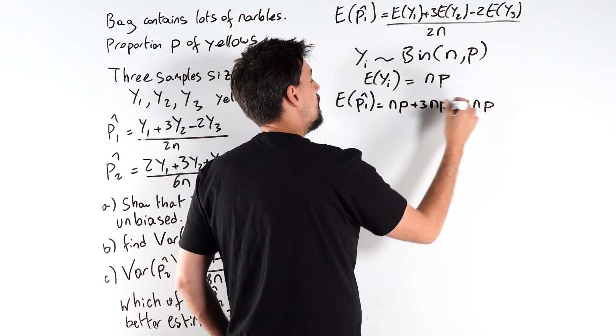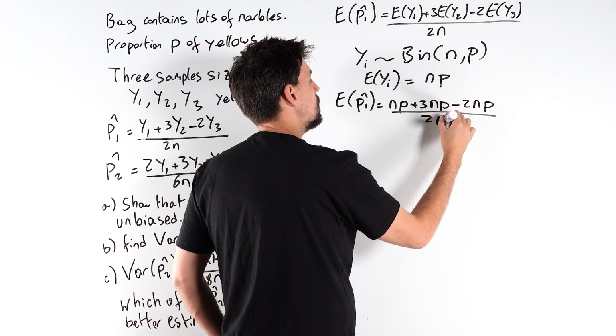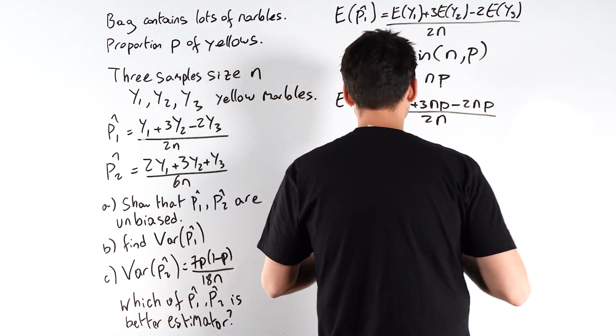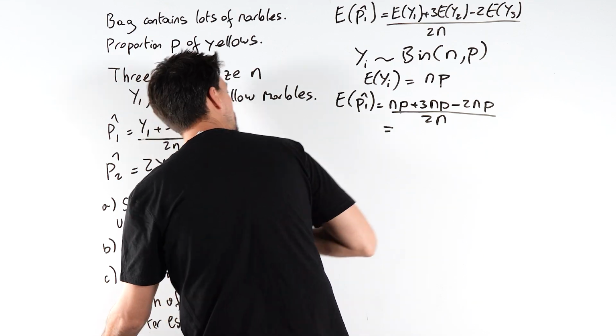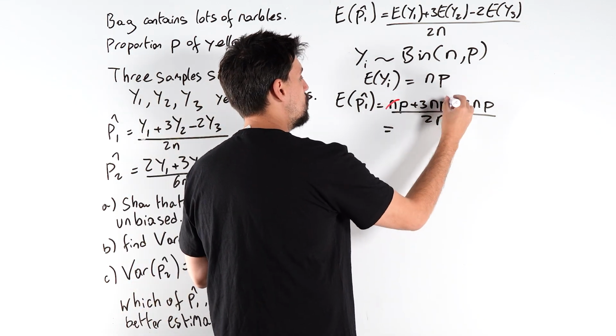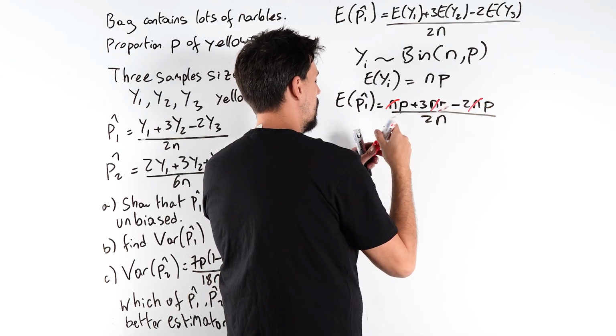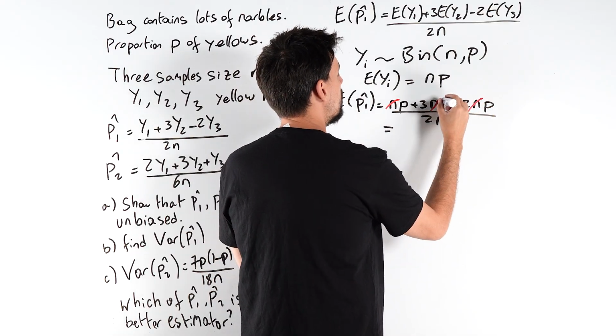So that tells me that the expected value of p1 hat is np, 3np minus 2np over 2n, and that is in fact, dun da da da, red pen of cancellation. Oh no, the P's good, the P can stay, it's the N that needed to go. I'm sorry P, you can stay.